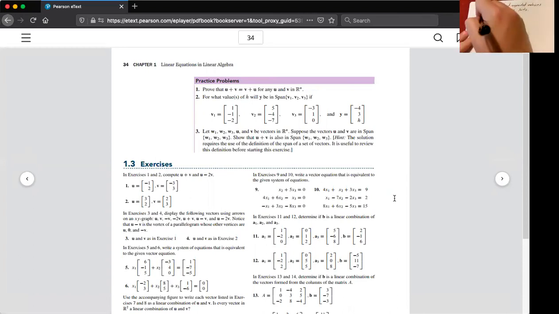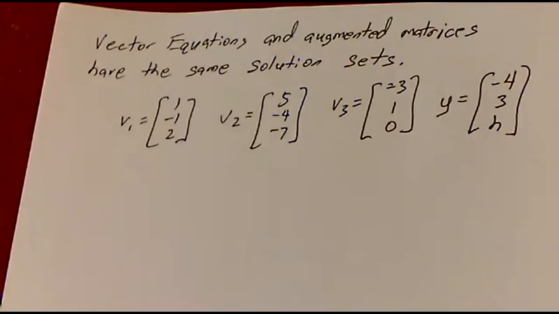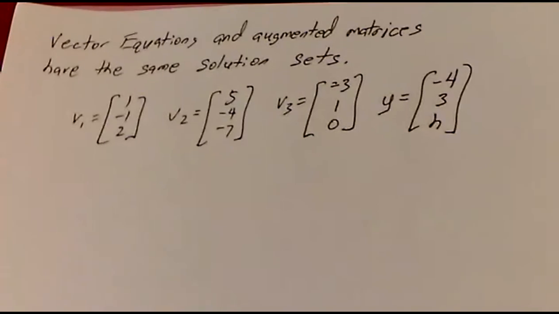So first, let me write those vectors down. v1 is going to be 1, -1, 2. v2 is going to be 5, -4, -7. And v3 is going to be -3, 1, 0. And then my vector y is going to be -4, 3, and h. I can't easily enter that h value like that in my calculator and have it do the row operations for me.